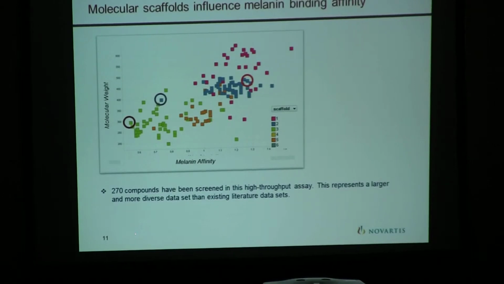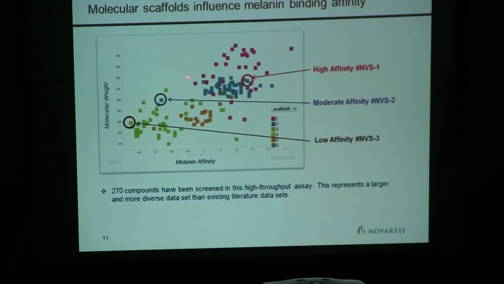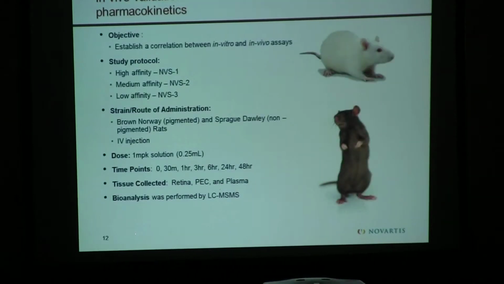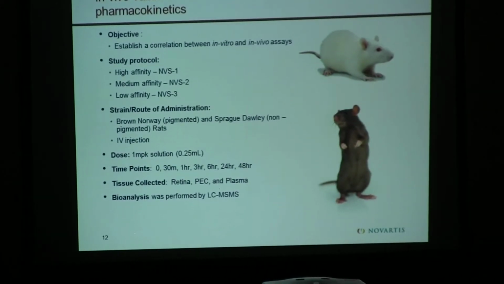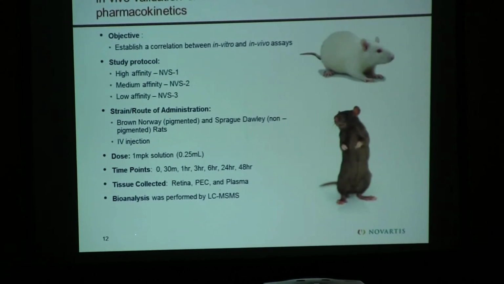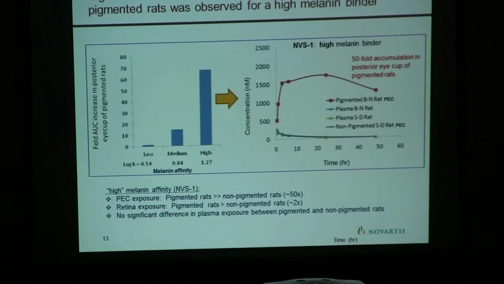So for my work, in order to validate the method, because this is still in vitro, we selected 3 different compounds: a high affinity compound, a medium affinity compound, and a low affinity compound. We have done in vivo studies to see if this in vitro assay would translate into in vivo. So basically, three compounds with different affinity, and we tested them in albino rats, which have no pigment, or Brown-Norway black rats, which have pigment, and then did the PK studies.